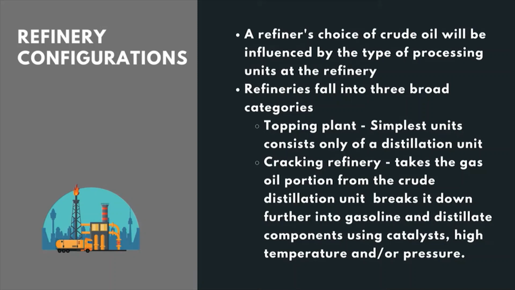The second one is a cracking refinery that takes the gas oil portion from the crude distillation unit to break it down further into gasoline and distillate components using catalyst, high temperature or pressure. And we have hybrid refineries where the refinery configuration falls between these two categories.